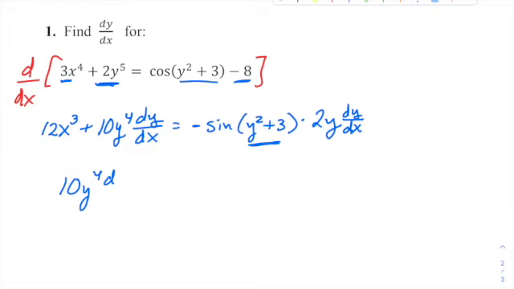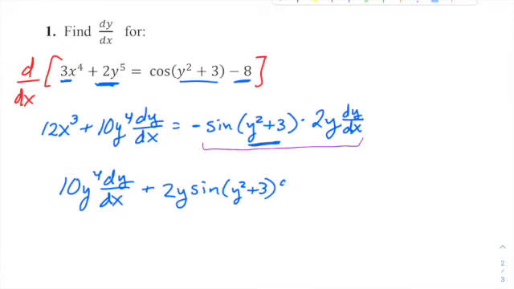So this 10y to the fourth dy dx, I'll keep this on the left, and I'm going to bring this whole big chunk here to the right side just by adding it. So now I'll have plus sine y squared plus 3 times 2y dy dx. And maybe it's nicer to put that 2y out in front as a coefficient. Maybe it looks a little nicer to have 2y sine of y squared plus 3 and have the dy dx at the back. Doesn't really matter, it's all multiplied, equals.